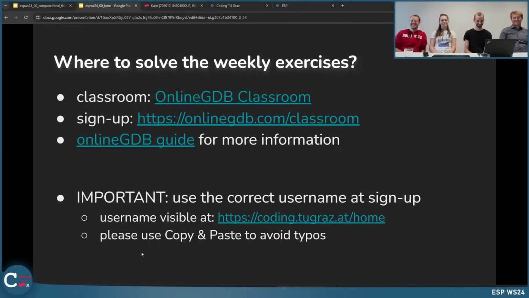Now, because we already had this question in the chat: how do you solve this? You won't need to push anything to any repository. We have this online GDB classroom here, which you will join, and there you can solve these weekly exercises in the browser, test them and submit them. So there won't be any effort setting up anything for those weekly exercises. We want you to get started as quickly as possible.